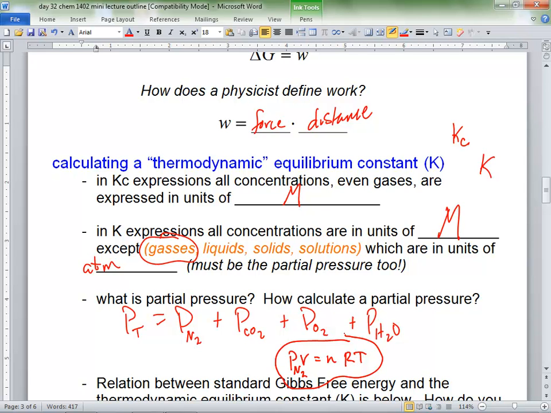Now T is temperature. Should all the gases in this room have the same temperature? Yeah, otherwise, one corner isn't colder than the other corner. So they all have the same temperature. So you don't put a subscript on the T.